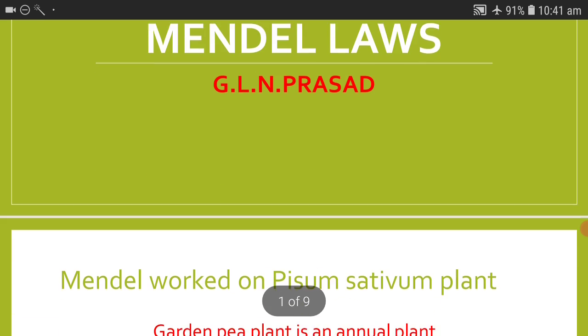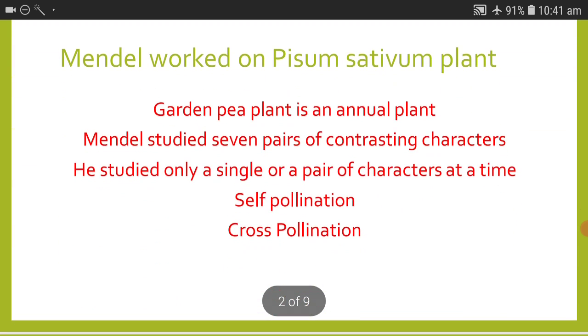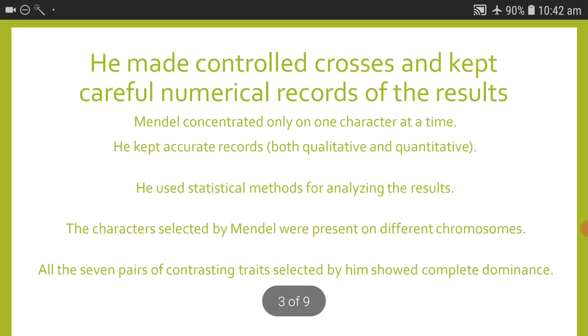So let us see all these factors. Mendel worked on the Pisum sativum plant. Garden pea plant is an annual plant. Mendel studied 7 pairs of contrasting characters. He studied only a single or a pair of characters at a time. That means he performed either monohybrid cross or dihybrid cross. Self-pollination is induced if needed, and prevented if needed, and cross-pollination is induced if needed. So he performed controlled crosses.